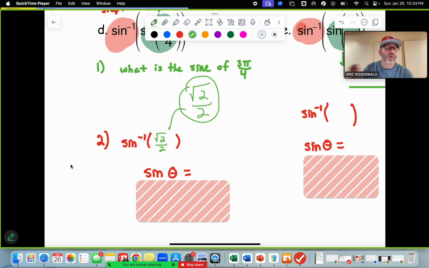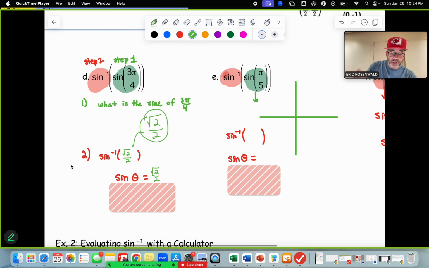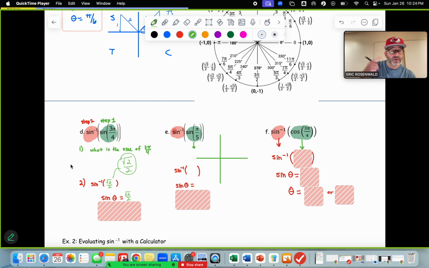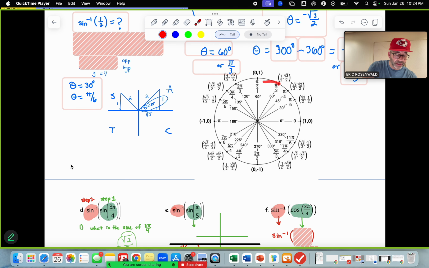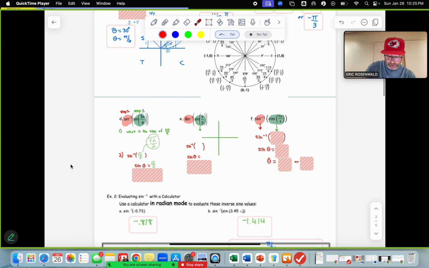And now I'm asking, well, where is the sine? Sine of what angle is equal to √2/2? So this is part 2 now, is the sine of what angle is equal to √2/2? Well, again, since we're doing inverse sine, my only answers that I can have exist in the first and the fourth quadrant. And so I'm saying, where do I have a y value equal to √2/2? Well, that's right here. And that happens at pi/4. Okay? And so my answer for this is pi/4 or 45 degrees.